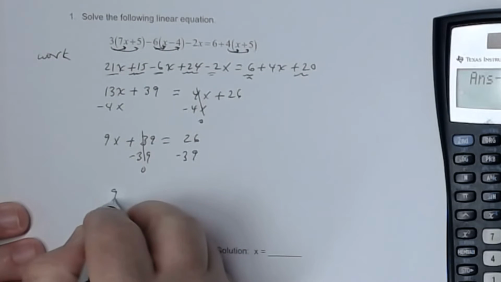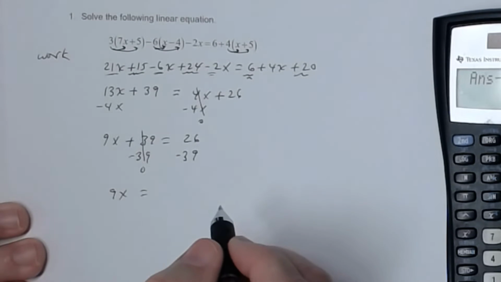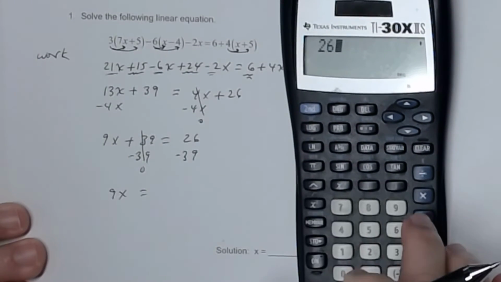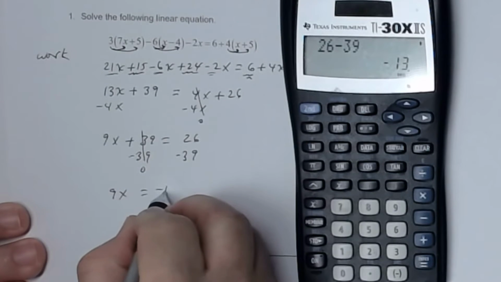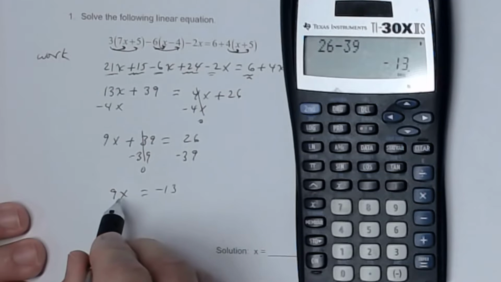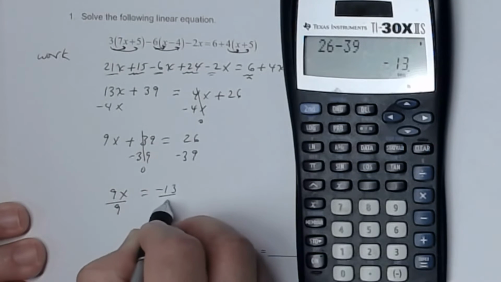So I get 9x is equal to 26 and a negative 39, or 26 minus 39. Again, use your calculator if you need to. So 26 minus 39 equals a negative 13. All right, at that point, I've got to get x by itself. So right now, x is multiplied by 9, and the opposite of multiplication is division. So I'm going to divide both sides by 9.